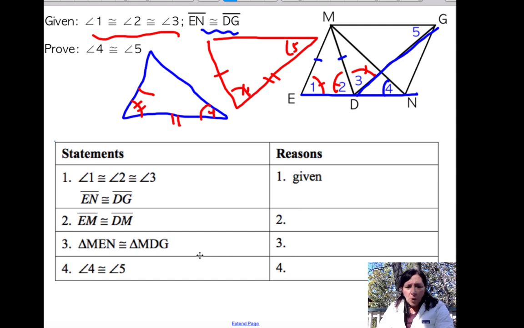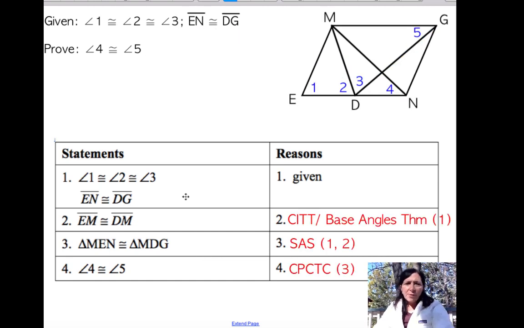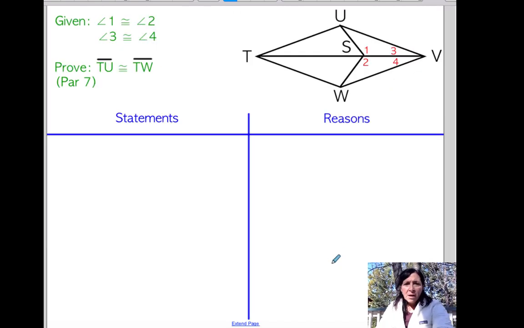Okay, so hopefully what you did was you went through this and you realized that this was based on the isosceles triangle theorem, but the converse, because if the angles are congruent, then the sides are congruent. We know that these two triangles are congruent. We could say by side-angle-side. Additionally, we could say then that angle 4 is congruent to angle 5, which is what we want to prove, and that's done by CPCTC.